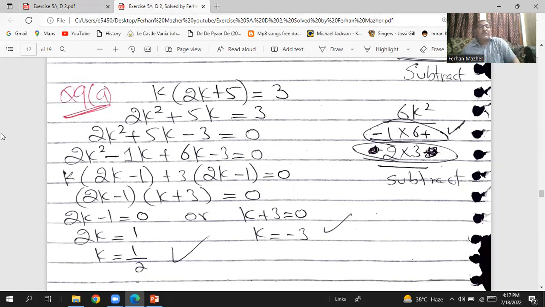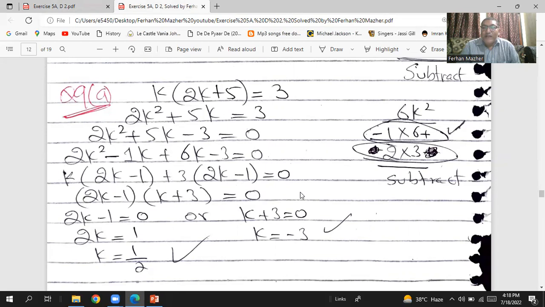So from these first two terms, I can take k common. So in the bracket you are left with 2k minus 1. From the last two terms, you can see 3 is common. So in the bracket, you are left with 2k minus 1 equal to 0. Now, this term and this term, they have the bracket 2k minus 1 common. So take that bracket 2k minus 1 common. So from there, you will have k in the second bracket, and from here, you will have plus 3 in the second bracket.